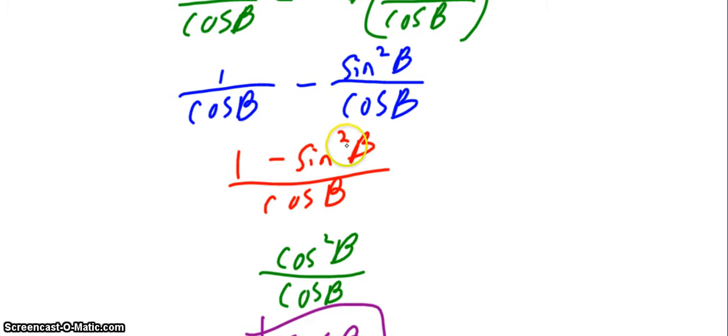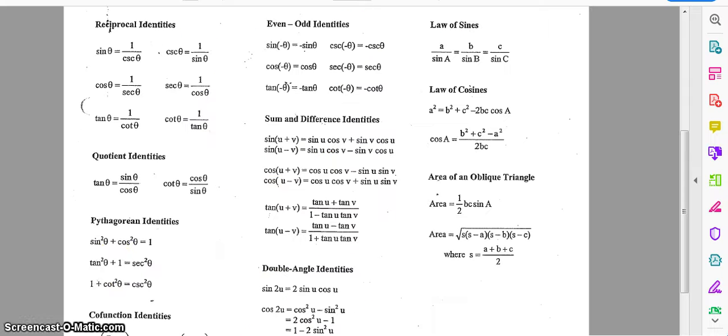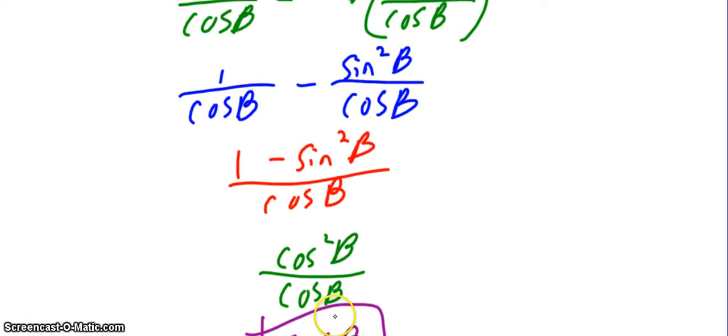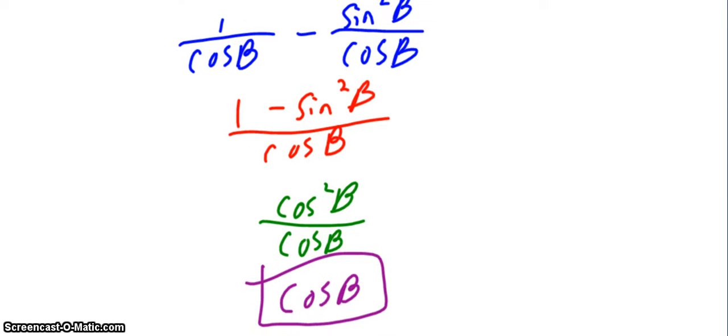But 1 minus sine squared beta is a Pythagorean identity. That is rearranging my Pythagorean identity, sine squared theta plus cosine squared theta equals 1, right? If I subtract the sine squared. So I know that 1 minus sine squared beta is cosine squared beta. Cosine squared beta over cosine beta just reduces to cosine beta.